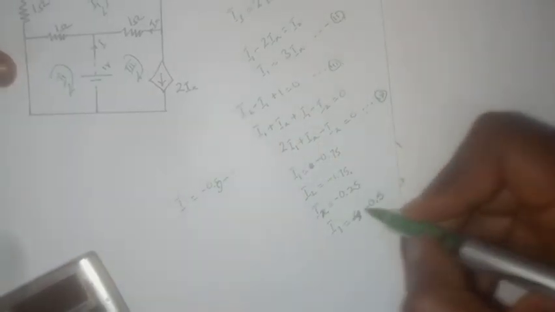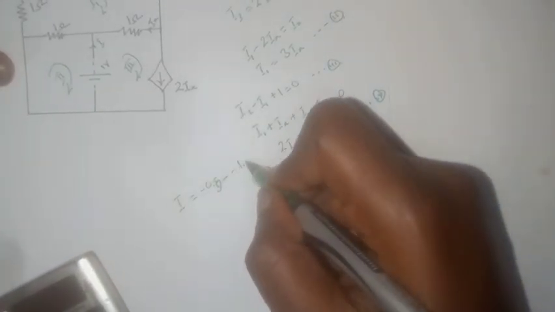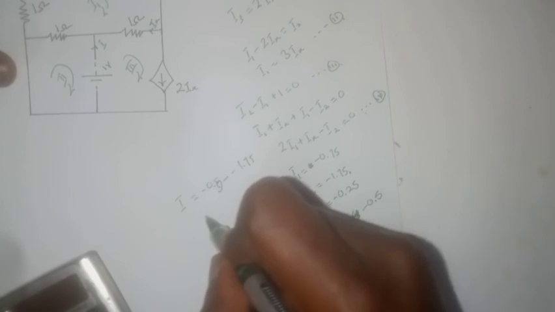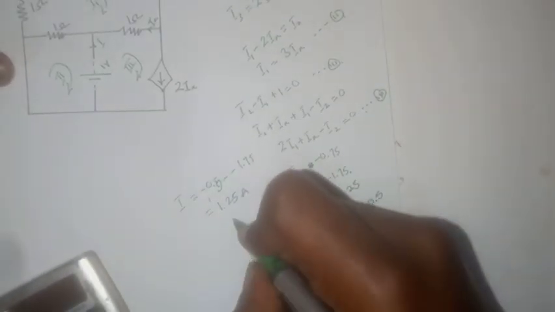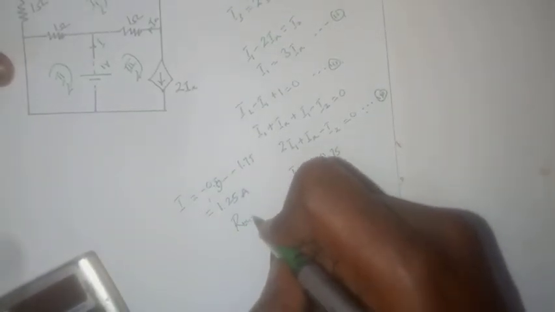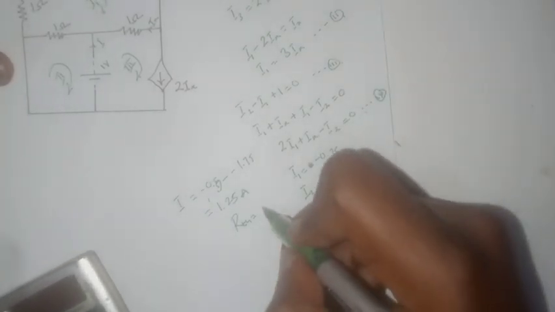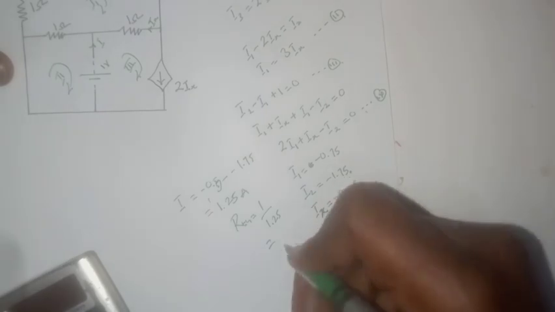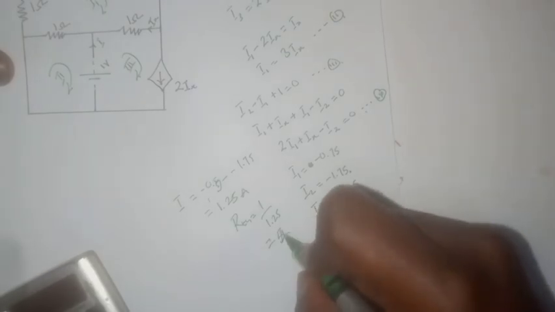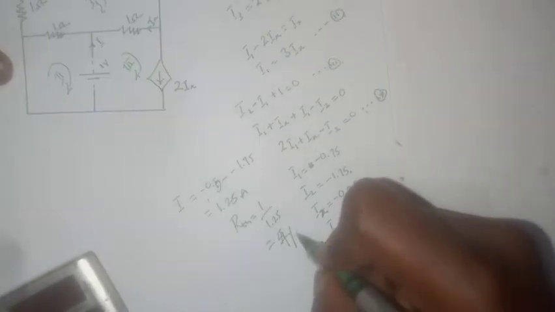With that, I would be equal to minus 0.5 minus minus 1.75, which would be equal to 1.25 amperes. So Rth would be equal to 1 over 1.25, which is equal to 4 over 5 ohms.